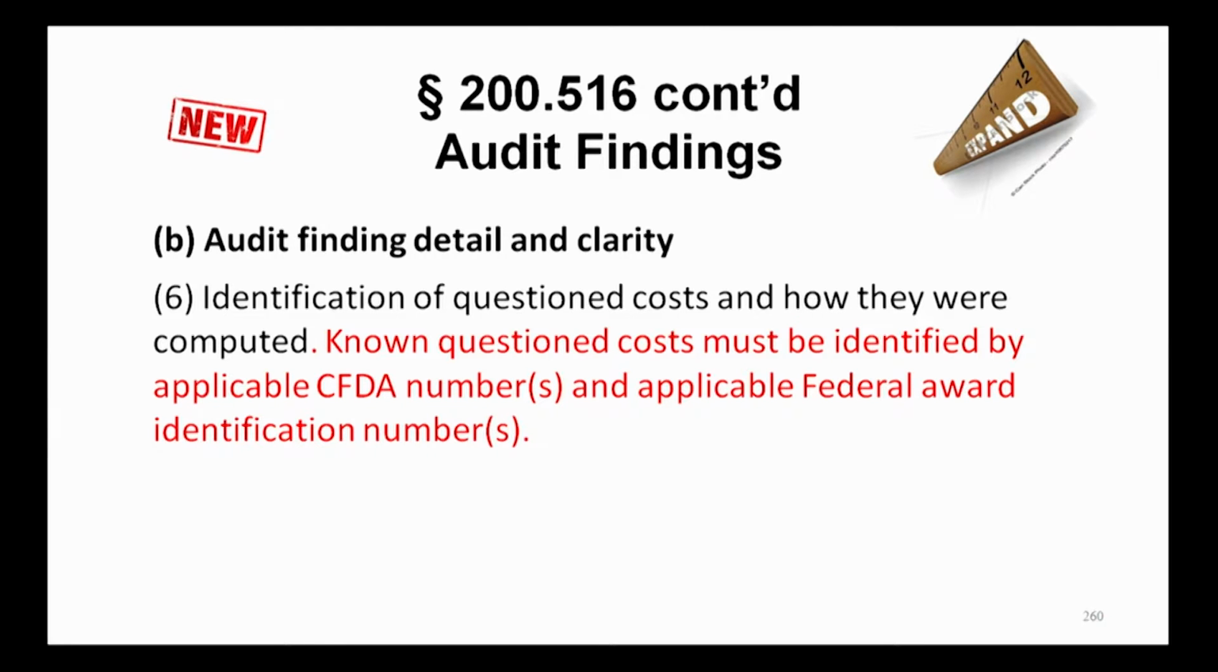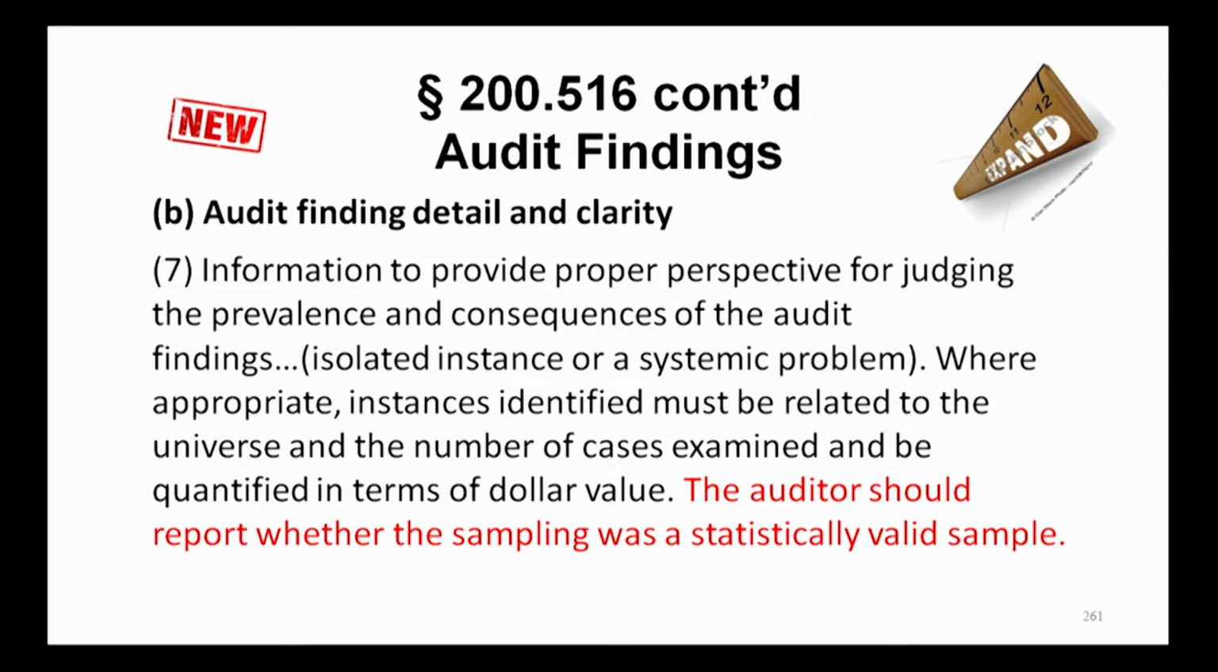And then 6, it should also have the identification of questioned costs and how they were computed. So a known questioned cost must be identified by the applicable CFDA, Catalog of Federal Domestic Assistance, number. Every grant is assigned a particular number, and so if you have an audit finding, it should identify that particular grant program and also the federal award ID number. Important, I've had to work on a few audit findings.